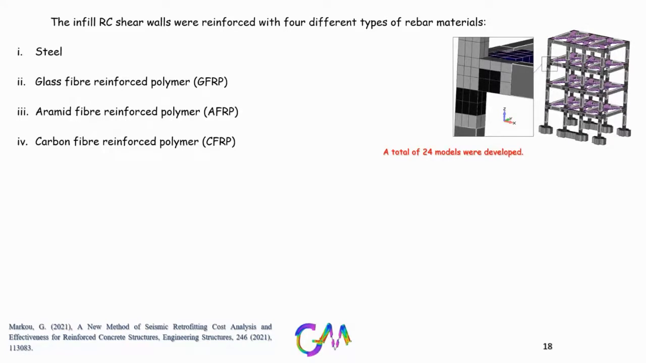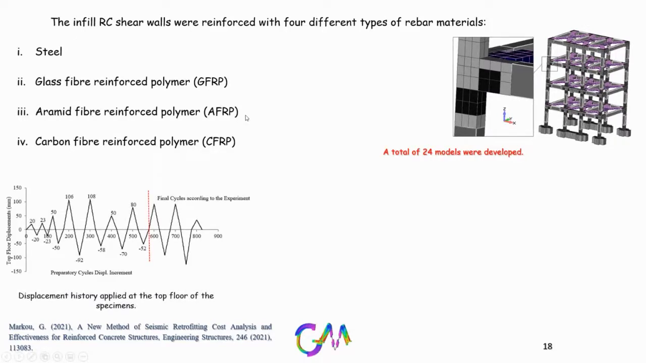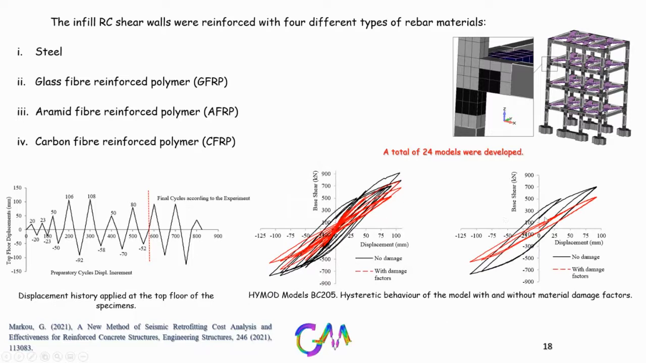So, we spoke about retrofitting techniques and how we model that. And of course, in addition to the steel reinforcement, we can use glass fiber, aramid fiber, and carbon fiber reinforced polymer rebars, in addition to the other strengthening technique, which was CFRP sheet, right? So if we are about to create a reinforced concrete shear wall, we can reinforce it with these four different types of materials that are shown here. And of course, this is the displacement history that was applied at the top floor of this model. And these are the results.